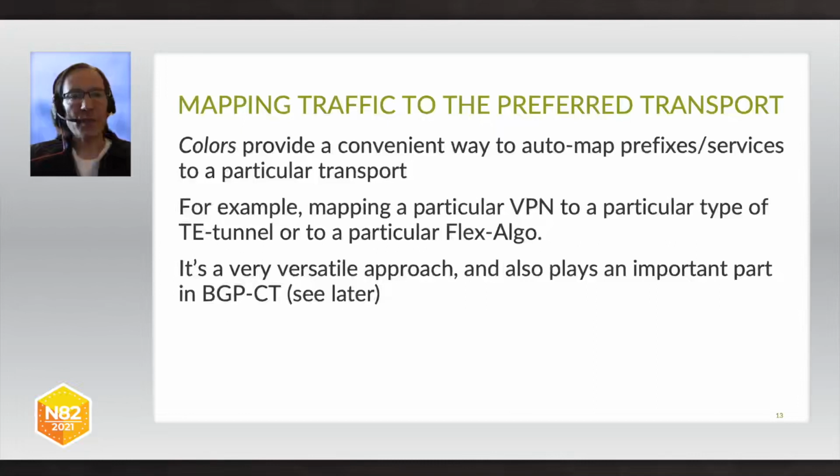And so, in fact, the way we do this is using the property called colors. And so a flex algo is given a particular color, which enables mapping of traffic to it. In a similar vein, actually, it's not only used for flex algos, so TE tunnels, whether they're SRTE or RSVP tunnels, can be given a color to facilitate mapping of particular traffic to those as well. Also, as we'll see later on towards the end of the talk, it's used again in BGP classful transport. So we'll meet colors again when we get to that part of the session.